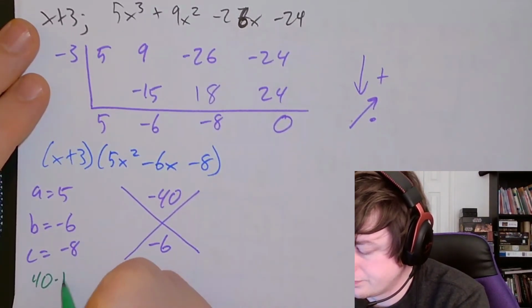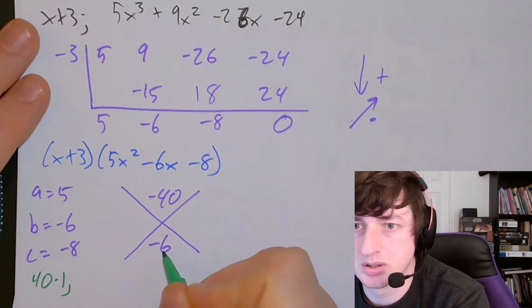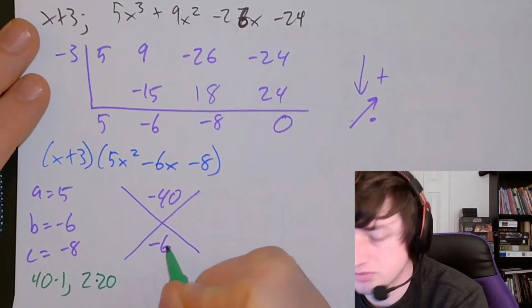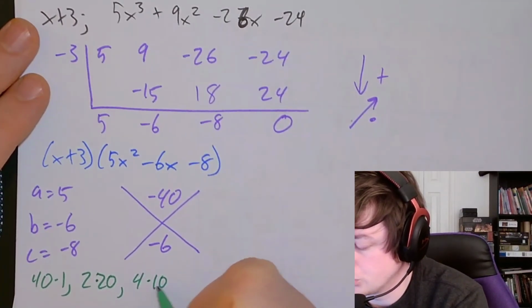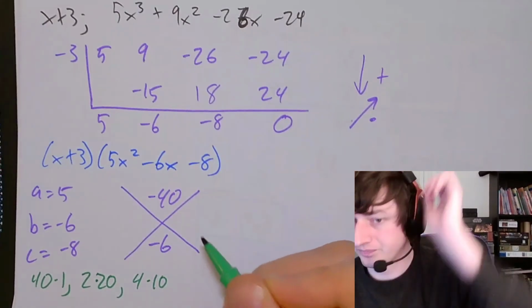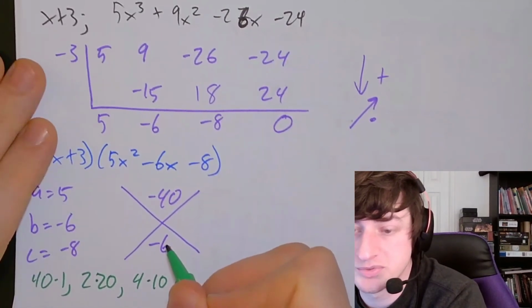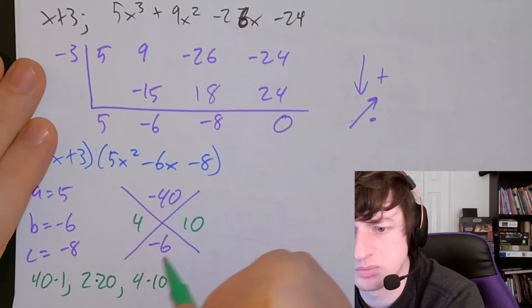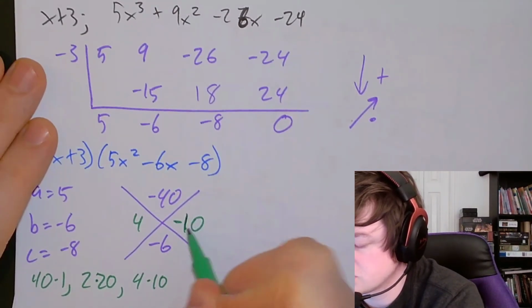40 and 1, not close enough to be 6. 2 and 20, not close enough to be 6. 4 and 10. Those are close enough. So one of them's negative and one of them is positive because they multiply to make a negative and add to be a negative. So the bigger one has to be negative to give us the negative 6.